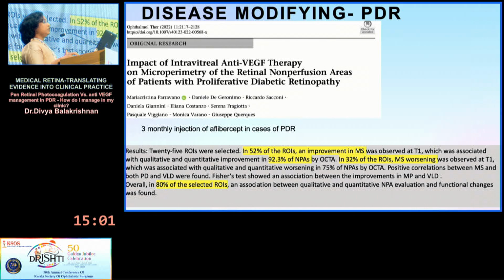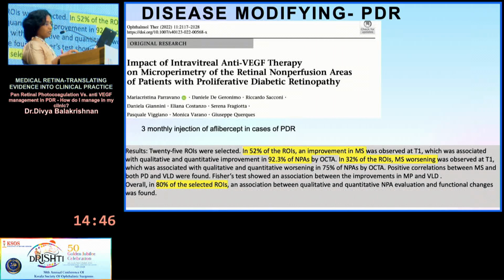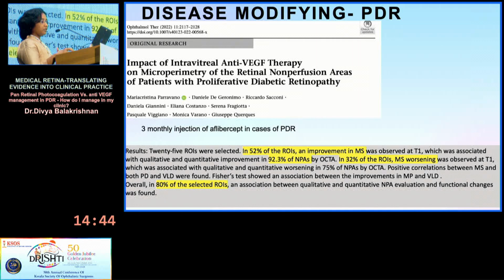Another advantage of anti-VEGF is whether it is disease modifying. This was a study done on only 7 eyes, where after 3 monthly injections of aflibercept, they looked at the OCTA non-perfusion areas compared with the microperimeter. It showed that in 52% of those areas, there was an improvement in perfusion, and that compared with the improvement in the microperimeter. So there is a hope that maybe anti-VEGF might be disease modifying, even though other studies did not prove this.